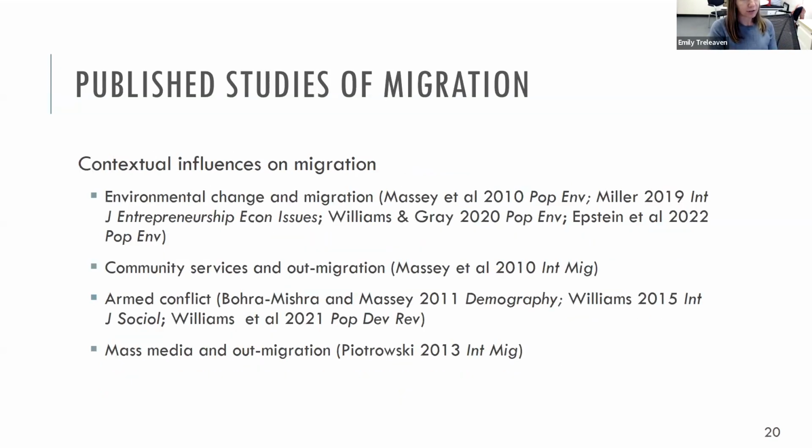The CVFS can also be used to look at contextual influences on migration. So that includes papers on environmental change, including drought, the location and existence of community services, the effects of armed conflict and mass media.